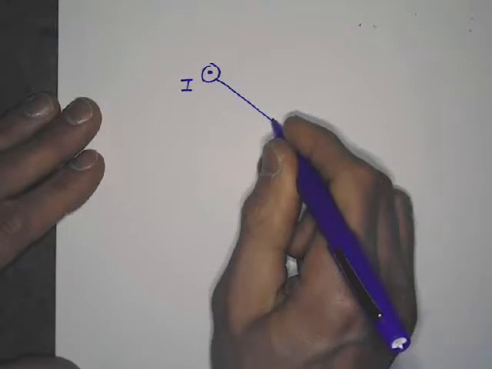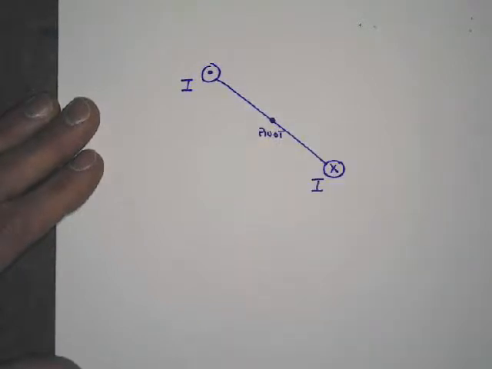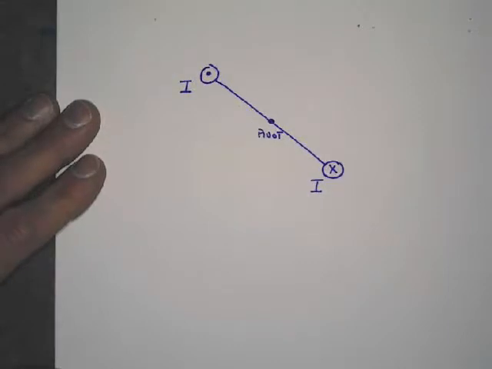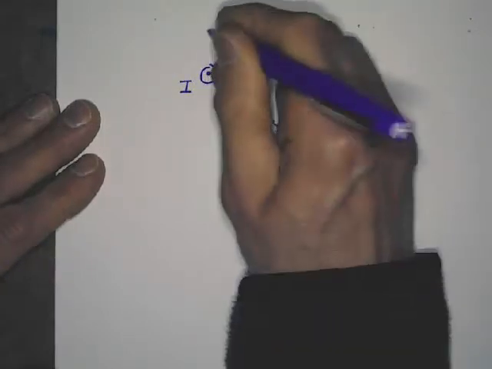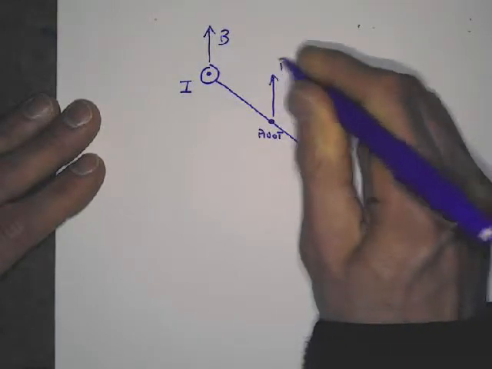Let's say that that loop can pivot right at the center. There's a pivot point there. And let's make the magnetic field vertically upwards. And I'll draw that in several places.